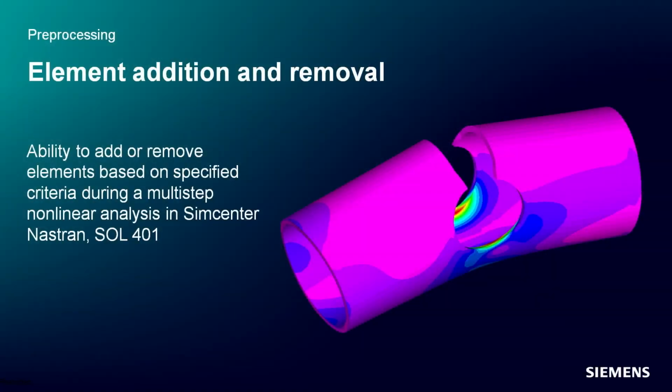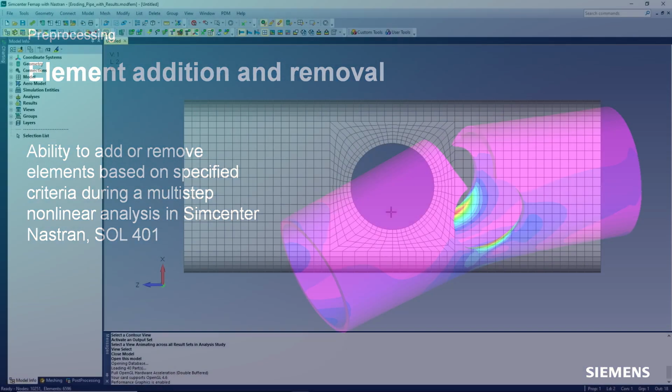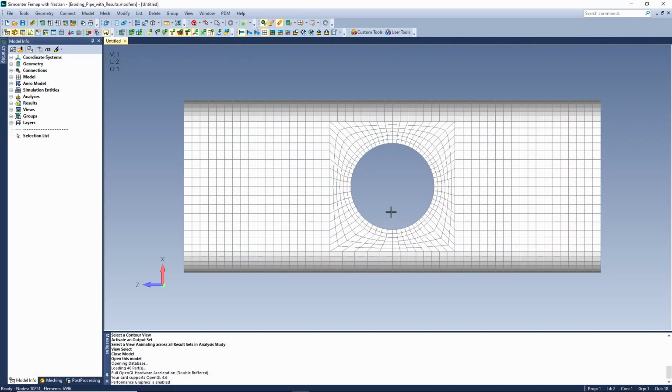Thanks, Mark. For SimCenter FEMAP 2301, support for element addition and removal when using SimCenter Nastran's multi-set structural solution sequence, SOL 401, was implemented, which includes new simulation entities along with an analysis-specific option for boundary conditions and unique output vectors. The first thing that we're going to look at today is element addition and removal when using solution 401 in SimCenter Nastran.